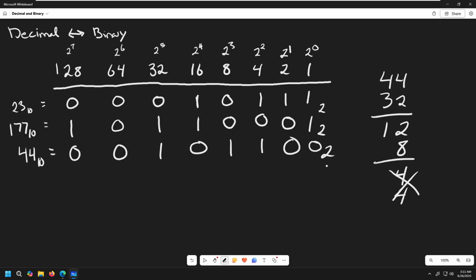So 44 base 10 is either 00101100, or you can eliminate these and just write 101100. 44, where are you on my list? 101100 is what I have. Perfect. So that is converting decimal to binary using an easy-ish method.